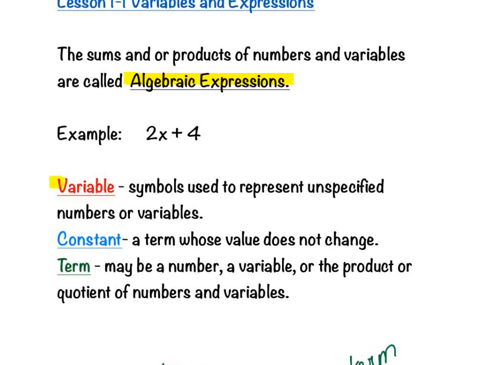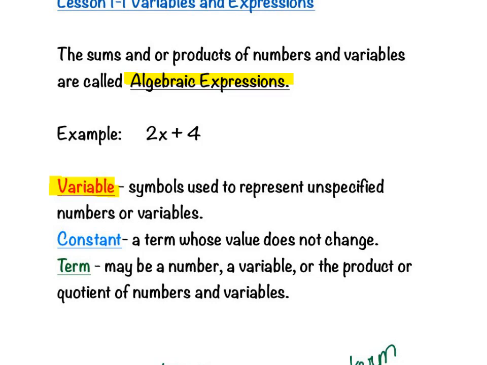Another definition is the definition for the term variable. A variable is a symbol used to represent unspecified numbers. We usually use the letters of the alphabet as variables. A very popular variable is x or y, but you'll see that we can use any letter of the alphabet really as a variable.